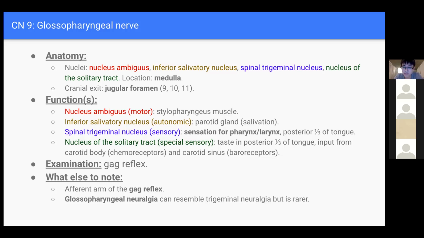Also, I think what's interesting to note is that the ninth nerve takes care of the posterior third of the tongue. And it takes care of both the somatosensation and also the taste sensation for the posterior third, but it uses 2 separate nuclei to do that. And that's all on the slides.